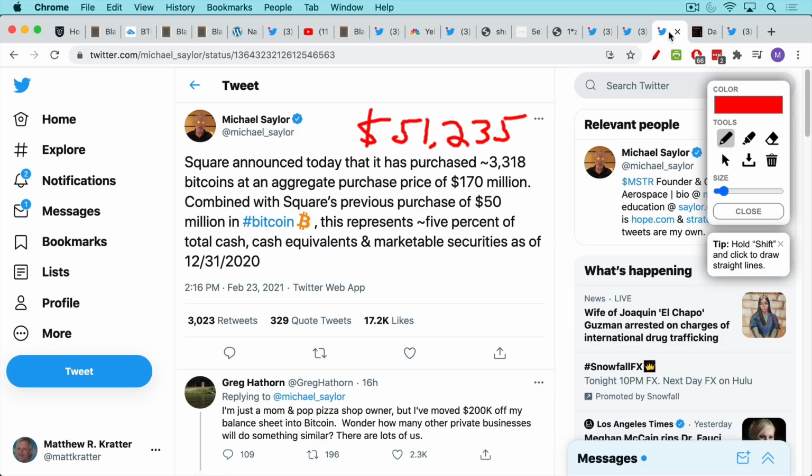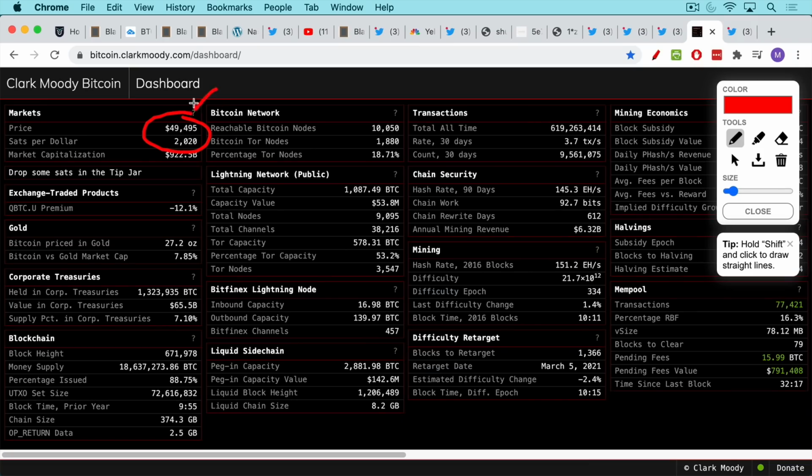Final news here, Square announced yesterday that they purchased more Bitcoin. They previously purchased about $50 million worth of Bitcoin. This time they bought about $170 million worth of Bitcoin for their balance sheet. And that's approximately 3,318 Bitcoin. If you calculate the average price they paid, it's about $51,235 per Bitcoin. So Square, Jack Dorsey certainly think that Bitcoin is still a good investment, even at these high prices. If you buy Bitcoin now, you can get it for about $2,000 less than Square paid for their coins, if you want to talk about deep value investing here.